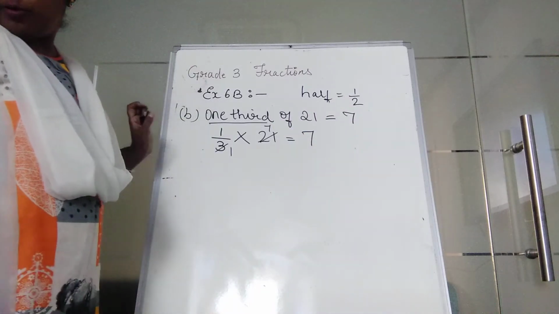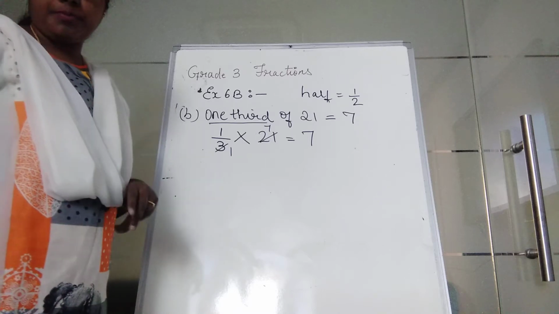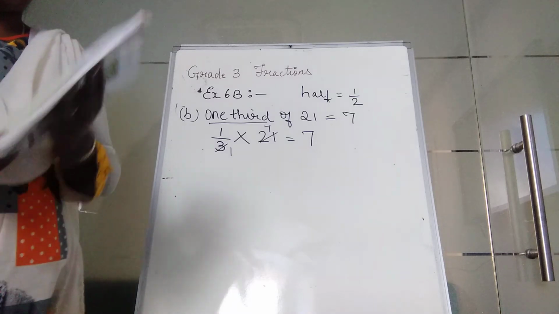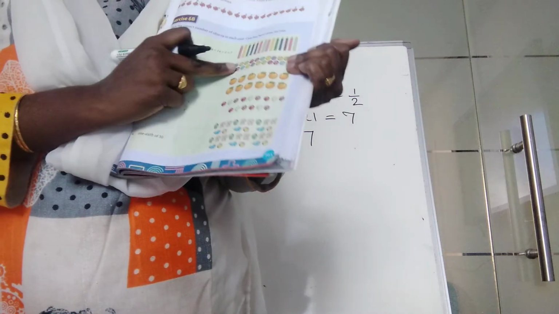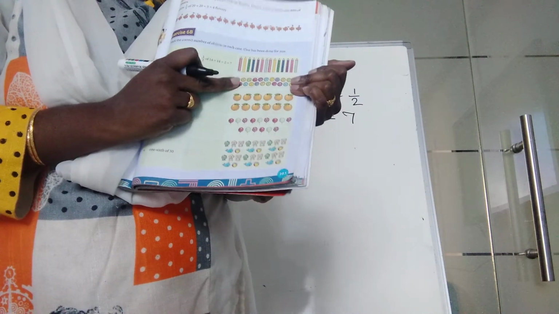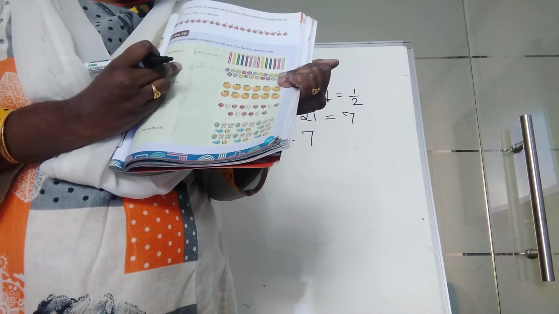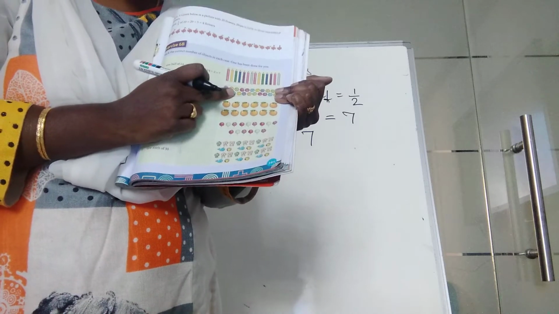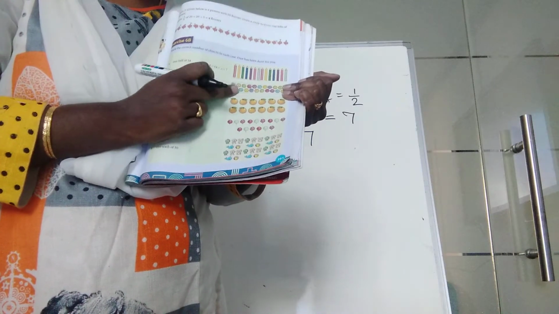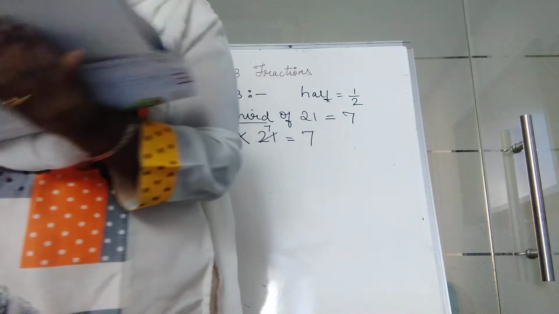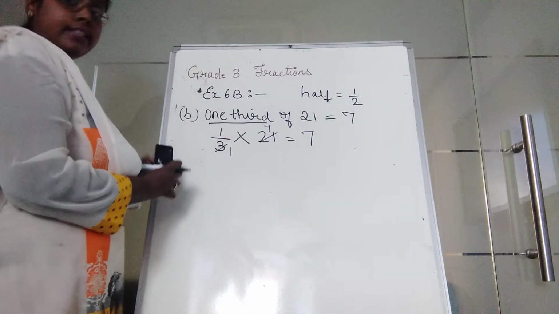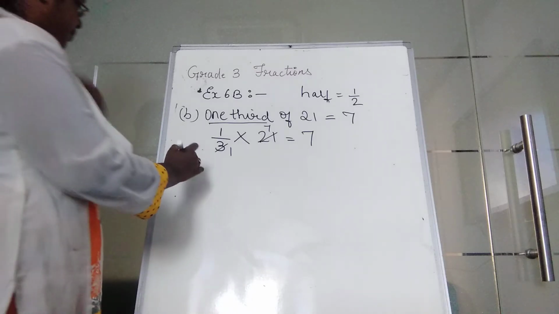Next you have the 21 buttons. So what you have here? You have 21 buttons. Since 1/3 of 21 is 7, you need to make a group of 7 buttons. Understood this problem? Yes. Now we'll move on to the next one. The next one is C.